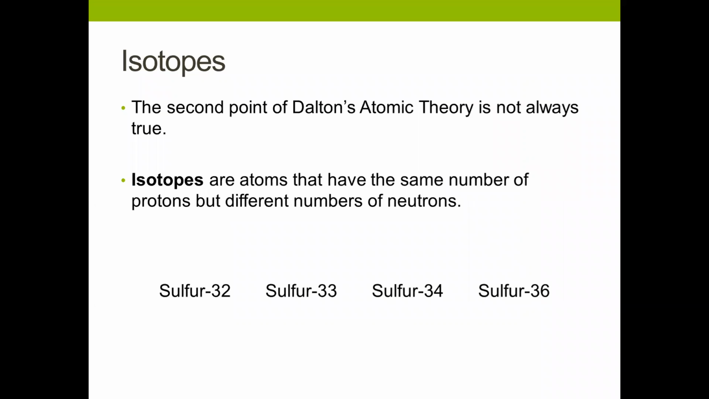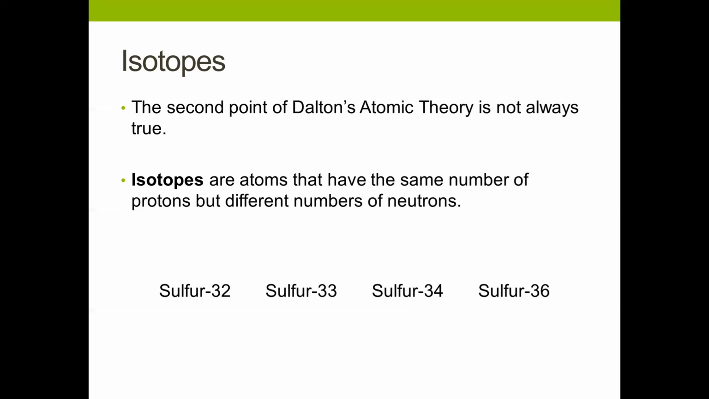Anyway, the thing that we need to talk about that makes atoms of the same element slightly different sometimes are isotopes. So the second point of Dalton's atomic theory, which said all atoms of the same element are identical, is not always true. We now know about these things called isotopes, which have the same number of protons, because protons are what makes the elements different. If you change the number of protons, you're changing what element it is. But what makes them different is that they have different numbers of neutrons.